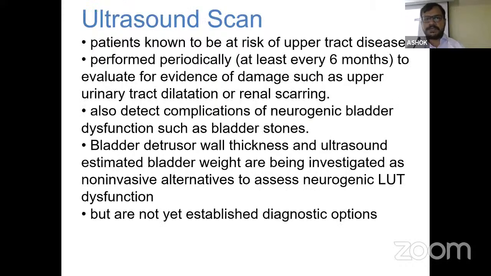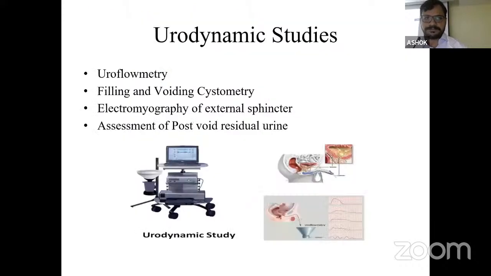Ultrasound scan. Patients known to be at risk of upper tract disease should be scanned periodically, at least every 6 months, to evaluate any renal scarring or damage in the upper urinary tract such as dilatation. It can also detect complications of neurogenic bladder such as bladder stone. Bladder detrusor wall thickening and ultrasound estimated bladder weight are being investigated as alternatives to assess neurogenic dysfunction but are not yet established diagnostic options.